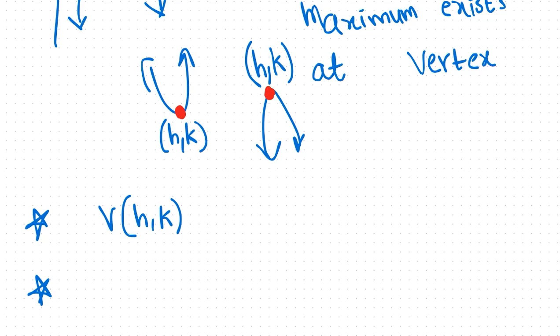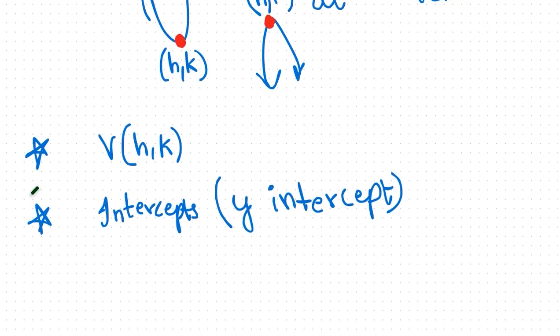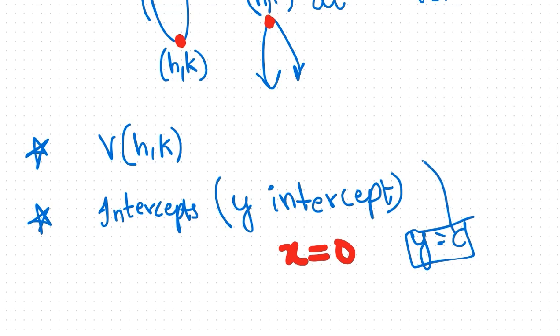Second thing is intercepts. For now, at least the y-intercept is important. The y-intercept can be found by what? What is the formula for the y-intercept? Put x equal to 0. So when you put x equal to 0, y is equal to the c value. So c is called the y-intercept.